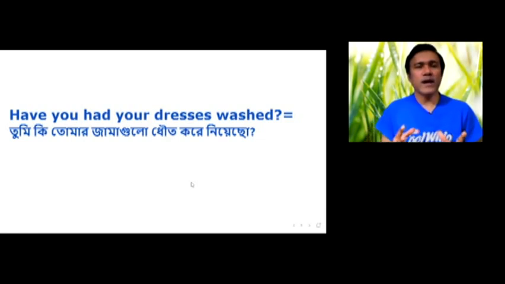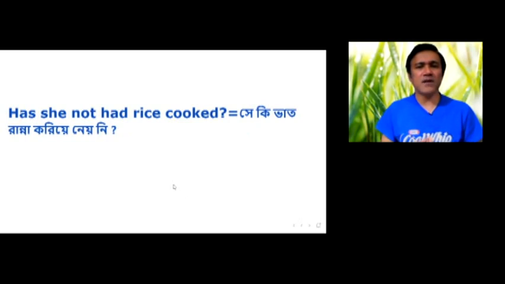We can also make interrogative to these sentences. Have you had your dresses washed? তুমি কি তোমার জামাগুলো ধৌত করে নিয়েছো, ধুলাই করে নিয়েছো? Has she not had rice cooked? সে কি ভাত রান্না করিয়ে নেয়নি?